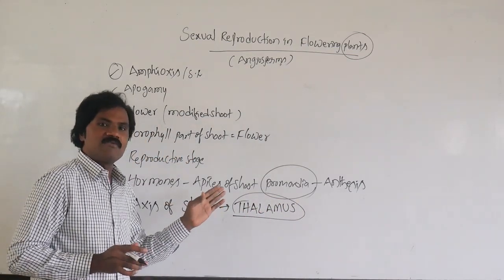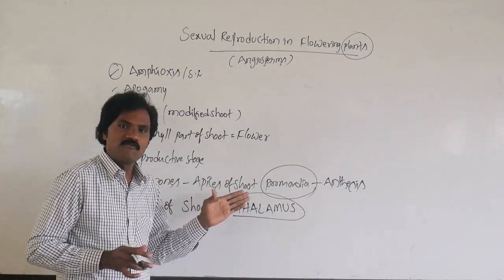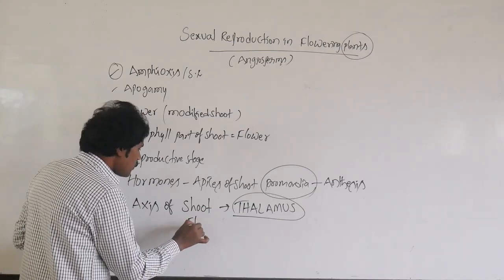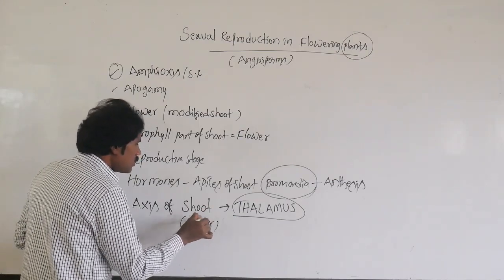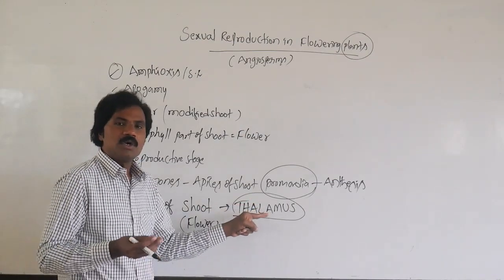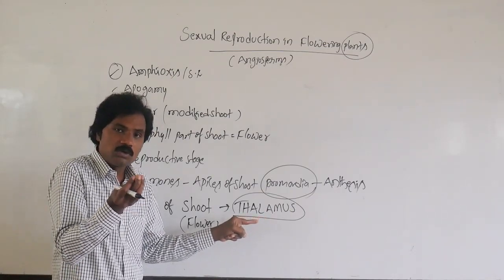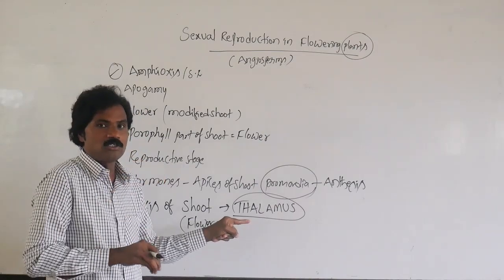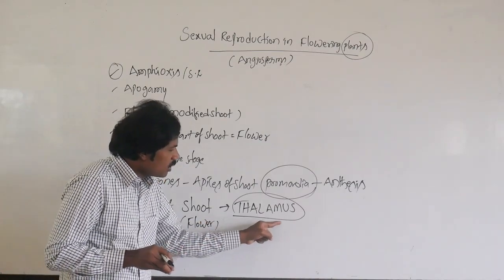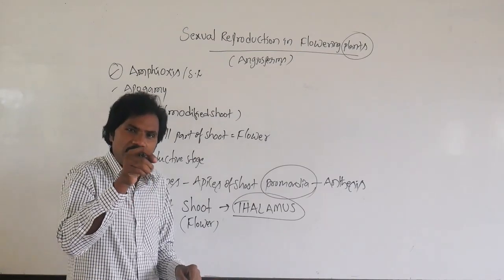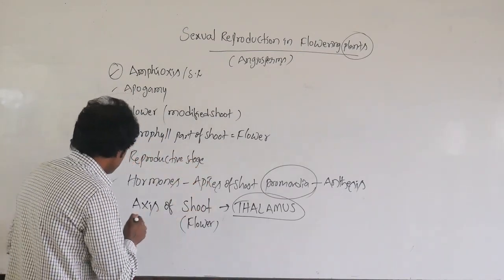The axis of the shoot or the axis of the flower. Why? Because it is a modified shoot. Wherever the axis of the flower or the axis of the shoot is, it is a modified shoot. That's why we call it the thalamus. So, the axis on which the flower develops.